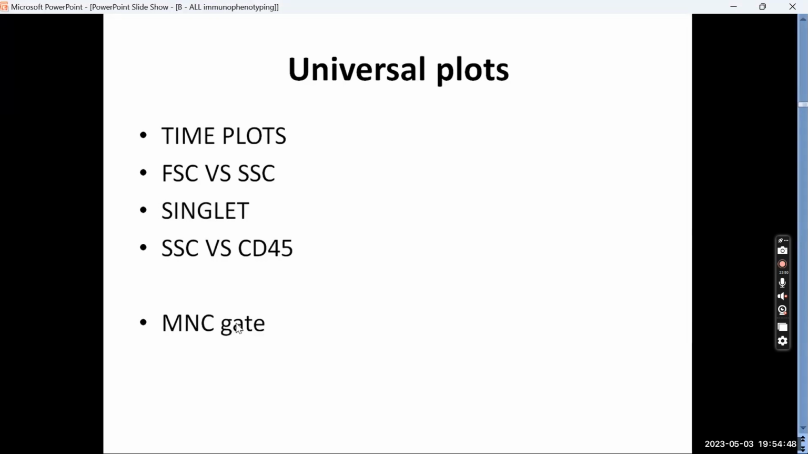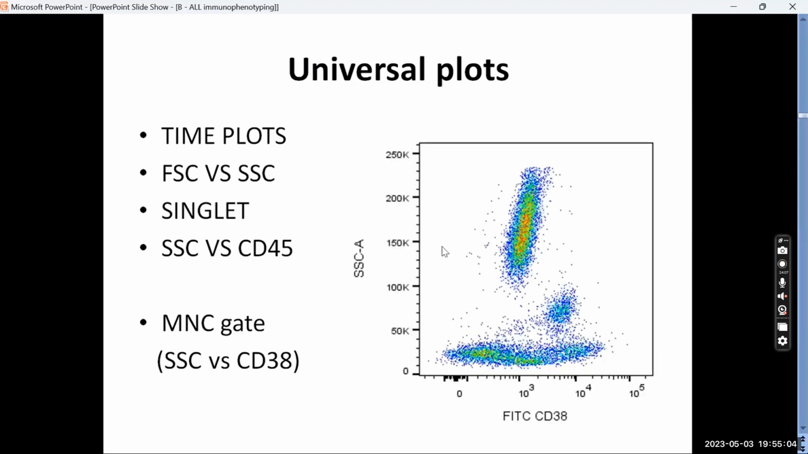Okay, what is an MNC gate? It is selecting only the mononuclear cell gate population. Okay, and how do you do that? With side scatter versus CD38. This was first introduced by, I suppose, Dr. Prashant Tambare, who is very good in this particular field, clinical flow cytometry. Okay, so this is side scatter versus CD38.